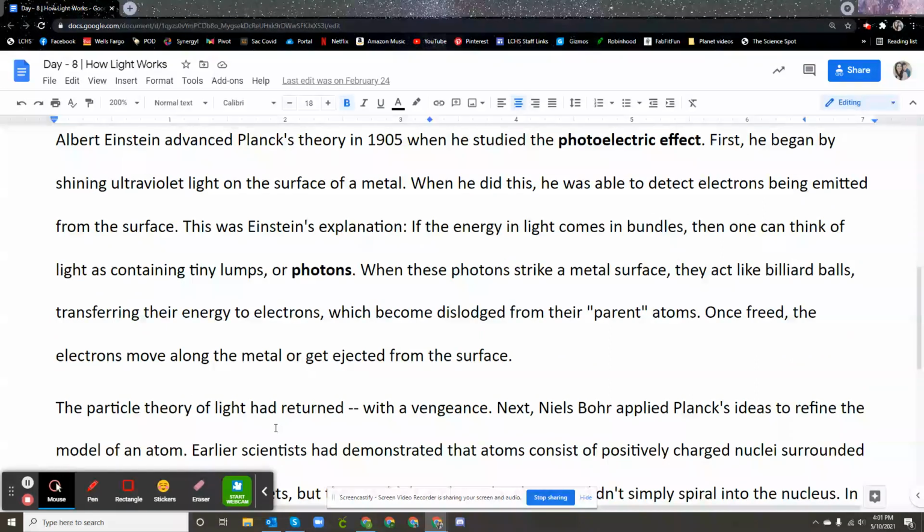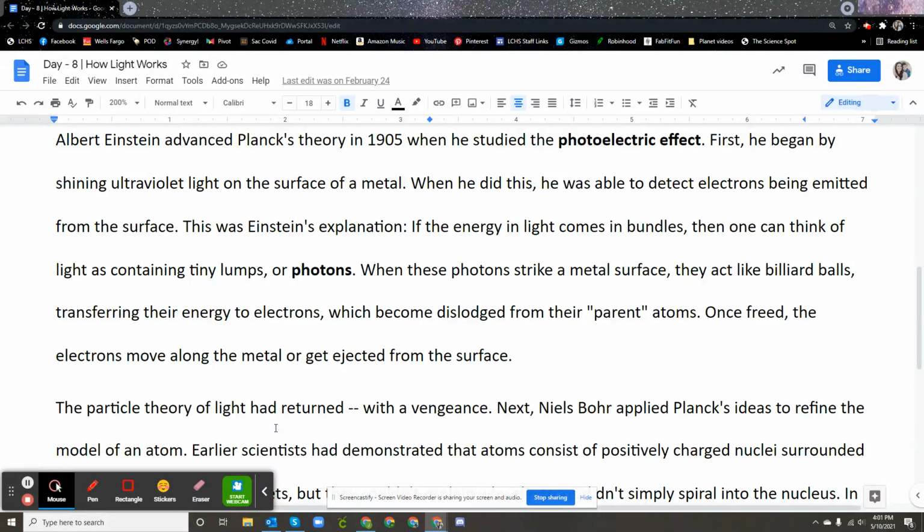Albert Einstein advanced Planck's theory in 1905 when he studied the photoelectric effect. First, he began by shining ultraviolet light on the surface of a metal. When he did this, he was able to detect electrons being emitted from the surface.